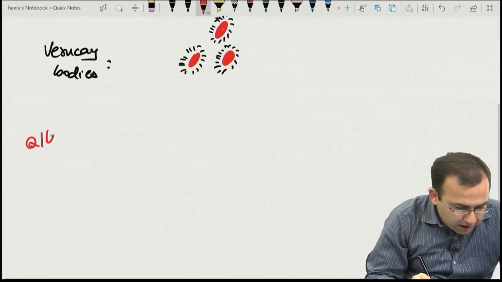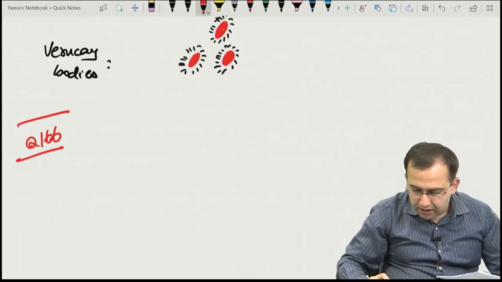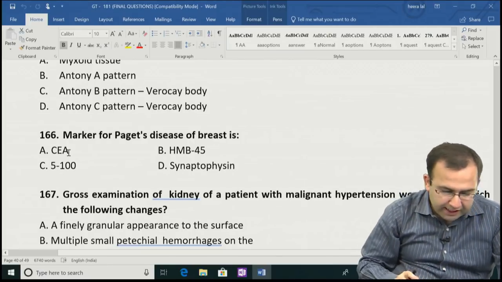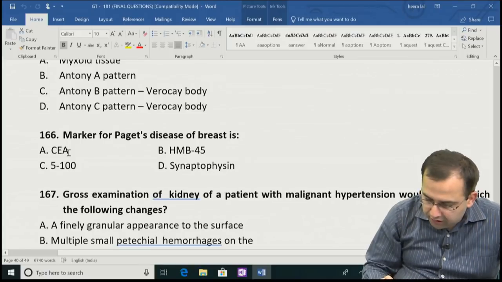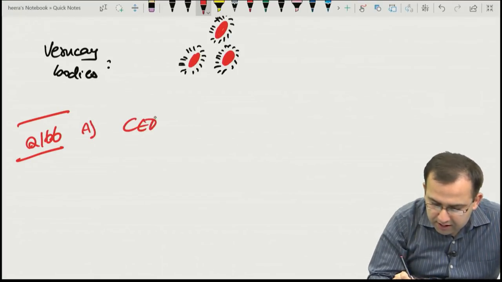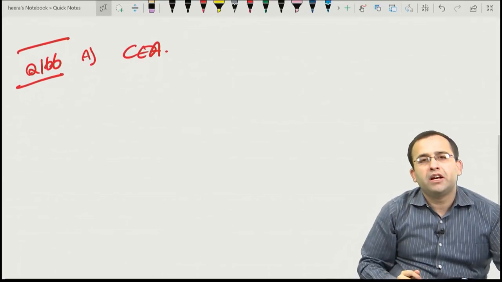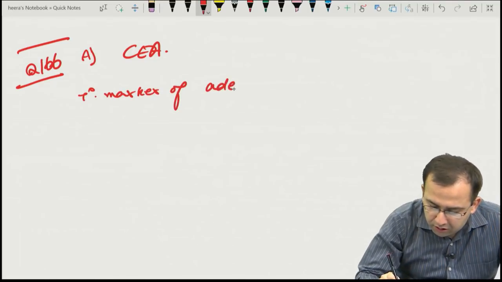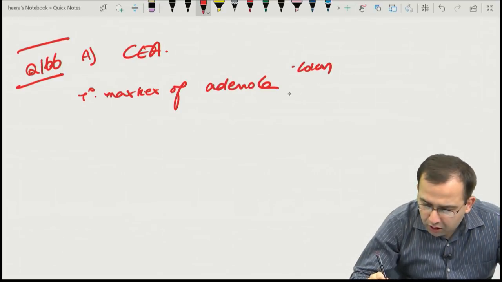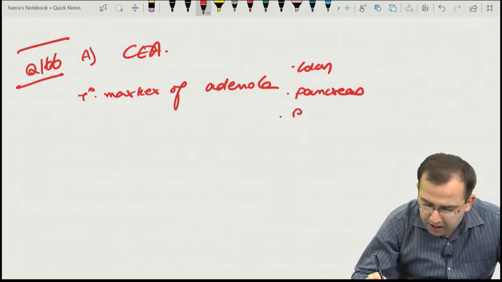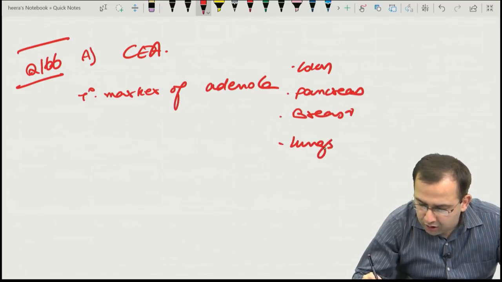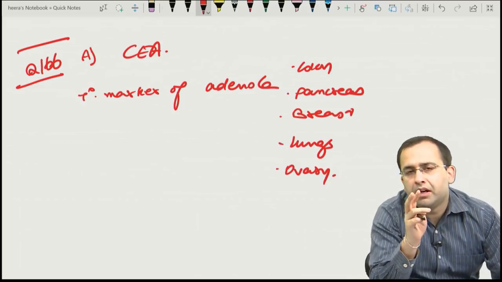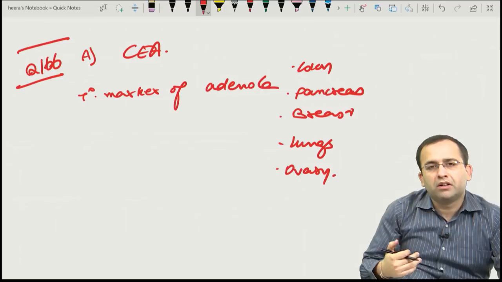Next, question 166. Marker for Paget's disease of the breast. The marker is CEA, carcinoembryonic antigen. The answer is A. Carcinoembryonic antigen, we very well know it is a tumor marker of adenocarcinoma of colon, pancreas, breast, lungs, and ovary. It is non-specific in nature. Paget's disease, breast, tumor marker, CEA.